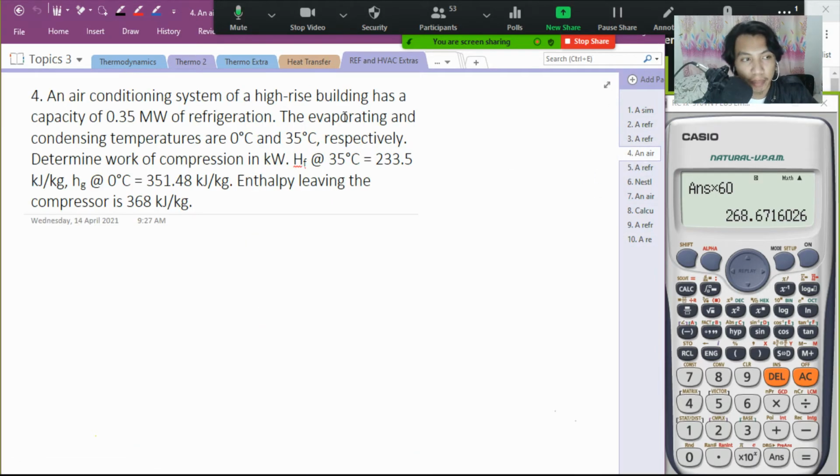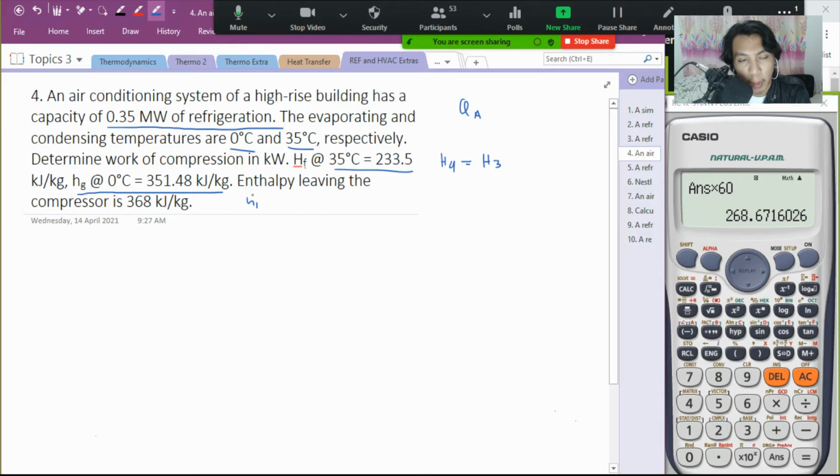Okay? So for number 4, an air conditioning system of a high-rise building has a capacity of 0.35 megawatts of refrigeration. Okay, hindi tons, megawatts yung capacity niya, QA yan. The evaporating and condensing temperatures are 0 and 35. So commonly this can be found on your tables. Pero dito ibinigay na diyan yung value ng HF, nung HG. So yun na lang yun. Meron ka ng H4 and equal to H3 yan. Ngayon yung HG mo, that is H1.